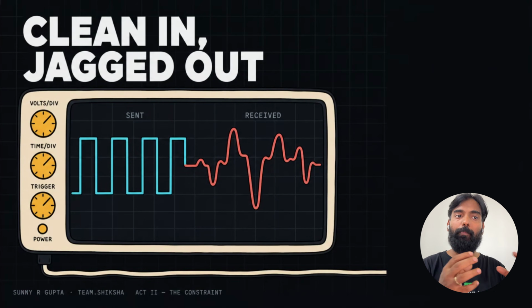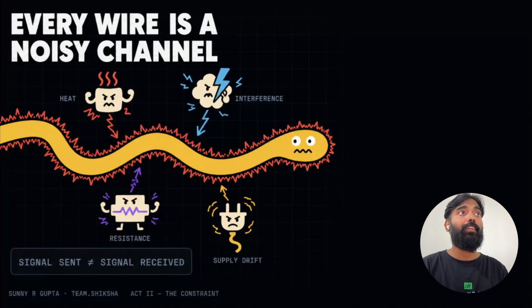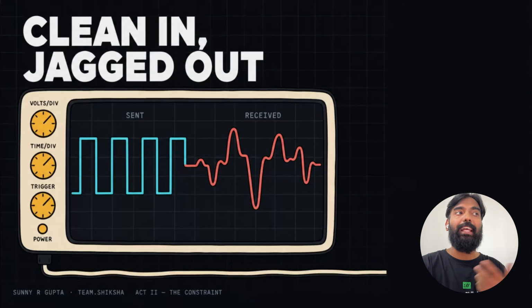This is an oscilloscope. I've just tried to represent how a square wave signal can look at its recipient side. If you notice all of the noise, that is coming because of heat, interference, resistance, and supply drift.